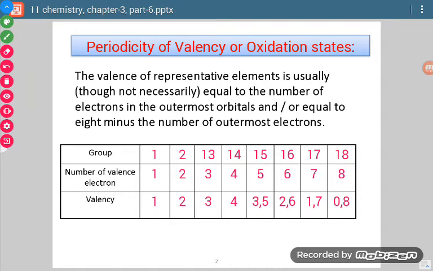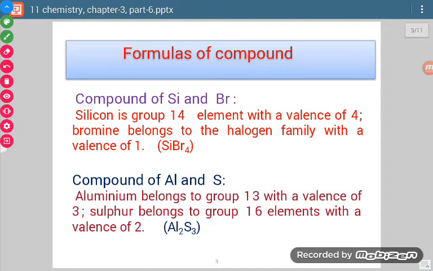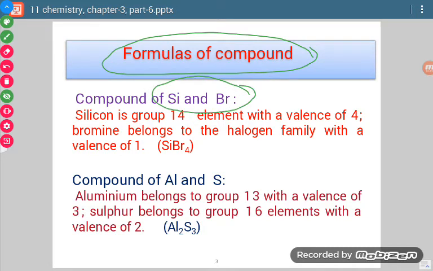So in the next chapter we are going to discuss in detail the oxidation state and how to determine it. Now one more topic which comes here is how to decide the formula of a compound, or what are the general formulae of the compounds formed by the combination of elements. Now if we take silicon and bromine, then silicon belongs to group 14, and bromine belongs to group 17. Group 17 is called the halogen family.